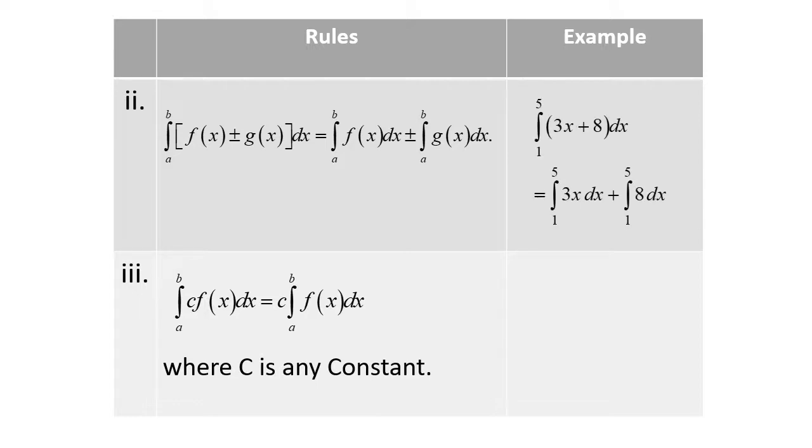This is a simple example. When we integrate 3x plus 8, where 3x represents f(x) and 8 represents g(x), and the limits are from 1 to 5, it will be equal to the integration of 3x from 1 to 5 plus the integration of 8 from 1 to 5.